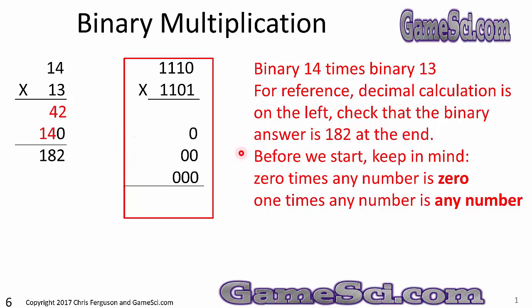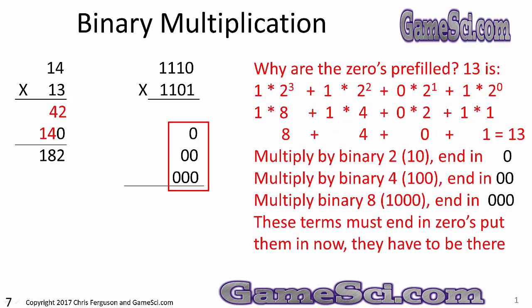Before we start, let's keep in mind 0 times any number is 0. 1 times any number is that number. This holds for binary multiplication as well as decimal multiplication. Point out once again, I'm going to pre-fill the zeros. I know they have to be there. I'm going to put them in at the start.